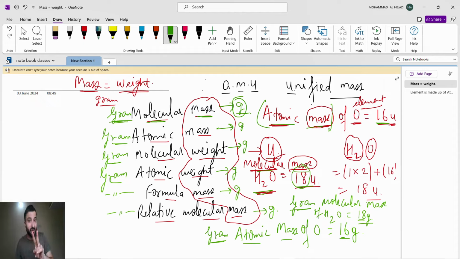That is the first thing. The second thing we have to understand is when we write the unit as U and when we write the unit as G. If gram is there, then we write G, like gram molecular mass. Gram is there, which means molecular mass in gram, G. Gram atomic weight means atomic weight in gram. Gram formula mass means formula mass in gram.